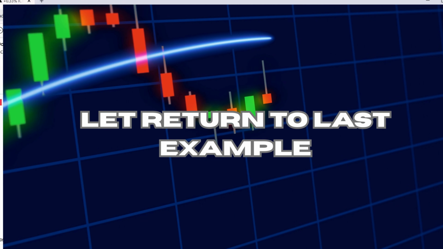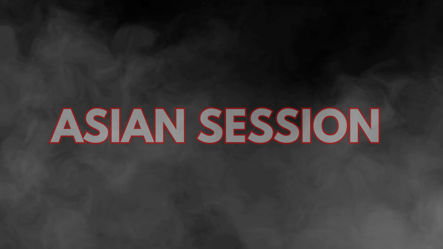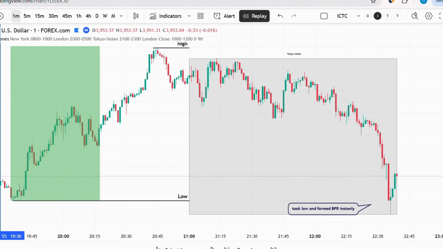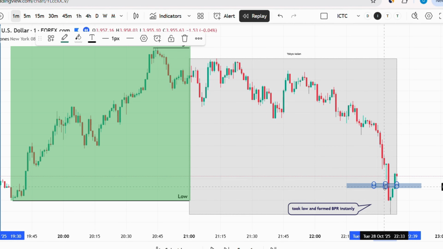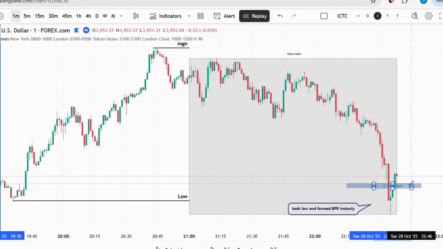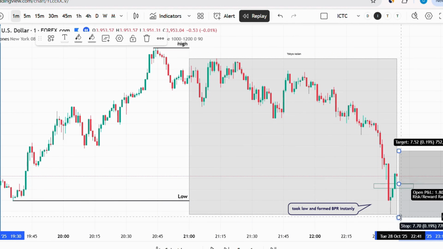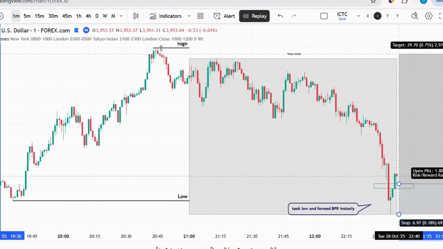Now, let's return to the last example of the Venom model. Example 3, Asian session. The same framework. Focused session, 90-minute range, instant BPR. Watch the trade unfold live. Notice how tight and precise the entry is, and how the stop loss and target are clear and measurable. Result: another high RR trade, showing this is repeatable and not random luck.